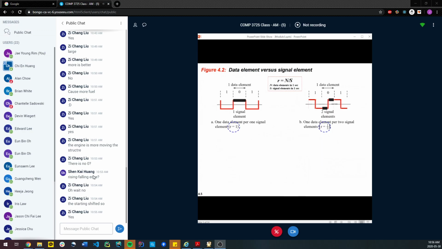Because I'm saying that in practice, actually, this R equals 1/2 is used more than R equals 1. Why? Why do I want to measure the change? Not the shift, but the change.